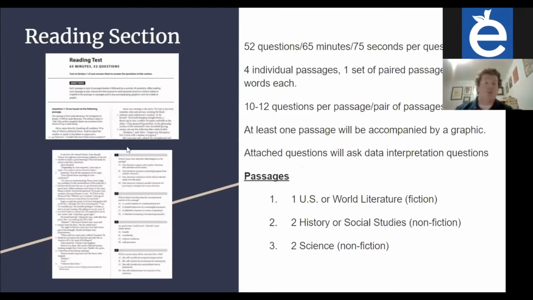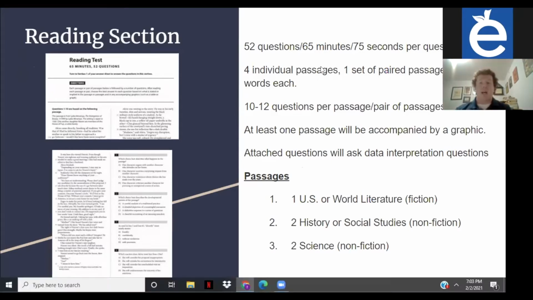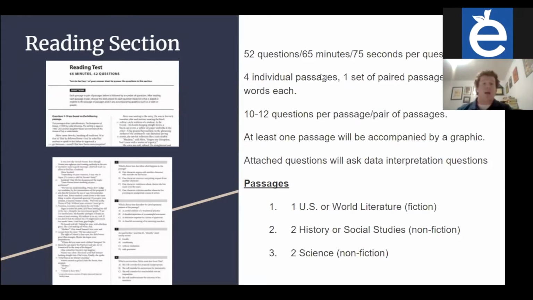Okay, getting into our general description of the categories. So our reading section, that's your first section. You're going to have 4 individual passages and 1 set of paired passages. The paired passages will be 2 smaller passages that are paired together because they talk about a similar topic or are in a discussion with each other. So your questions will be about them individually and about making comparisons between them.